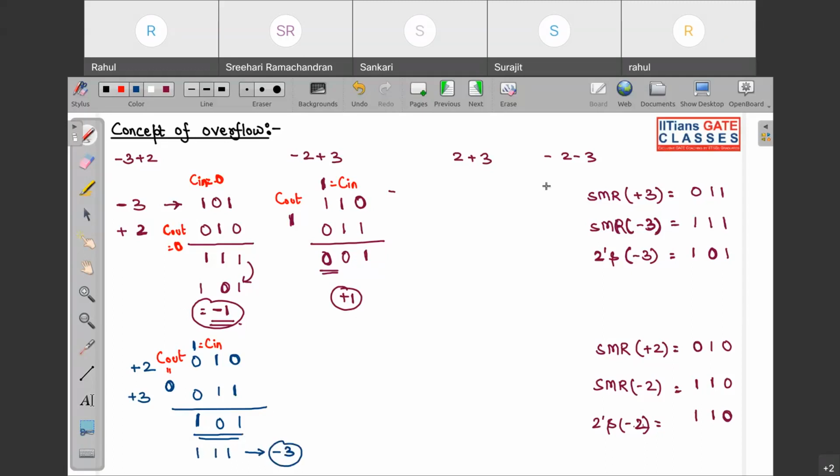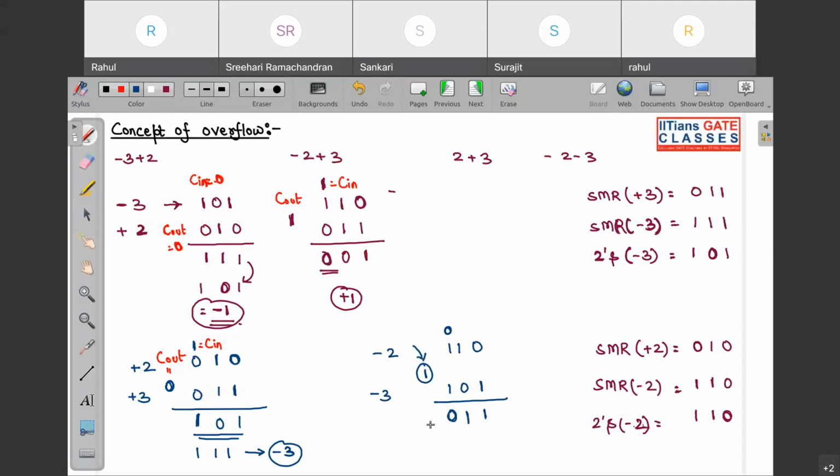Now the last number is -2 -3. So -2 is 1 1 0 and -3 is 1 0 1. Now look very carefully. Once again, if I add this, 1 plus 1 is 0, carry is 1. Here 1 plus 0 is 1, carry 0, and this is 1 plus 1 is 0, carry 1. Again you can see there is some problem.